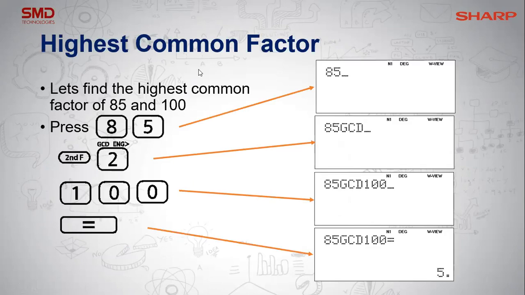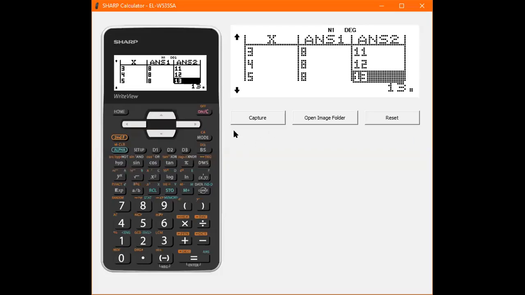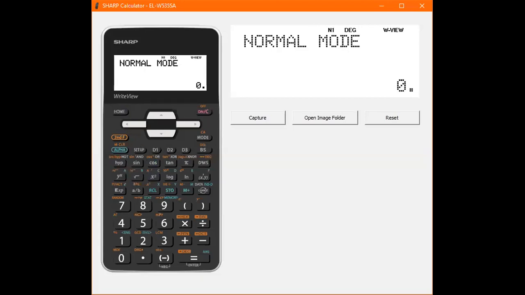Okay, so let's just look quickly at the highest common factor. Again, this is just part of factorizing and they need to be able to do it. I mean, 85 and 100 is quite a big example, but let's do it anyway. So what you're going to use is second function and 2, and it will give you GCD, which stands for greatest common divisor. Exactly the same thing as highest common factor. Different names, same sort of idea. And then 100, and then equals, and there we go. So the highest common factor of 85 and 100 is 5.